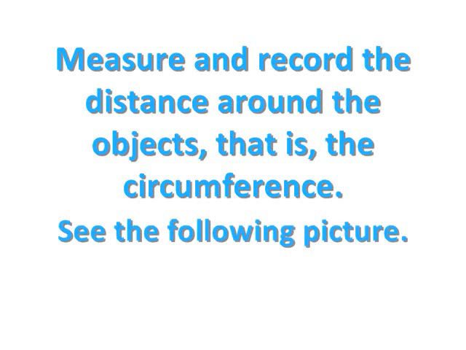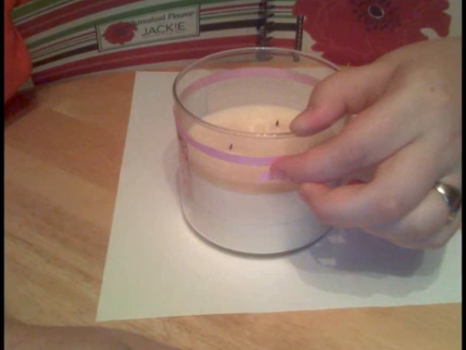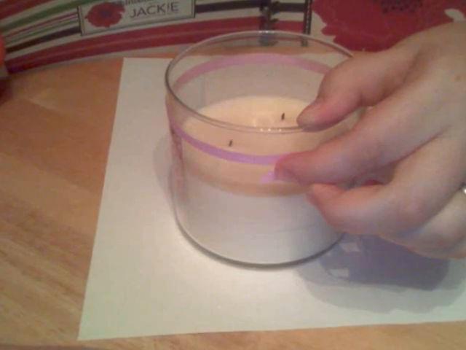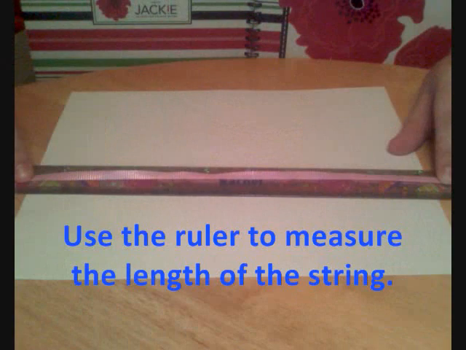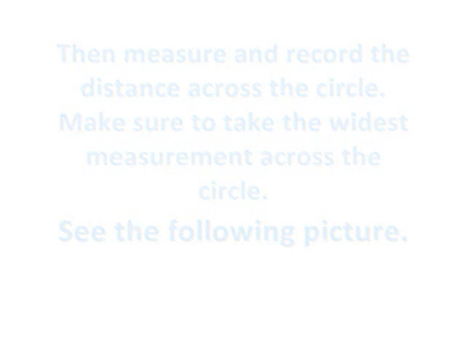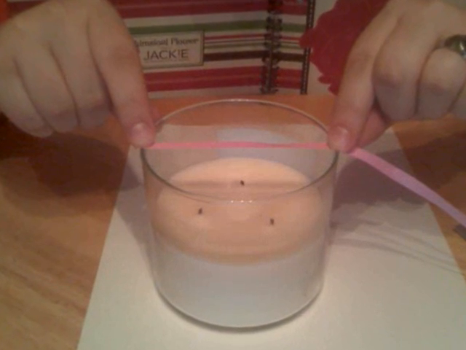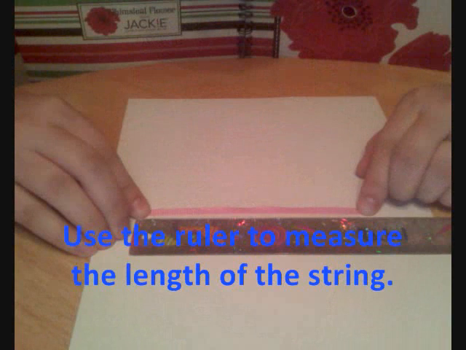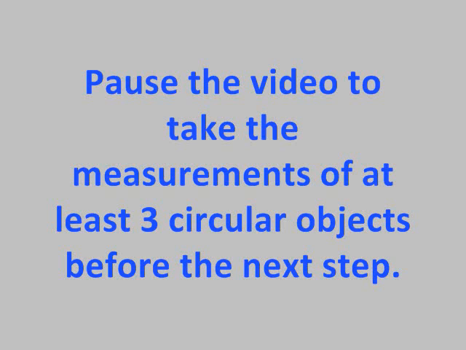Now that you have everything you need, we're going to measure the distance around the objects, that is, the circumference, and record that measurement in the table. Then measure the distance across the circle and record that measurement in the table. Make sure to take the widest measurement across the circle. Pause the video to take the measurements of at least 3 circular objects before the next step.